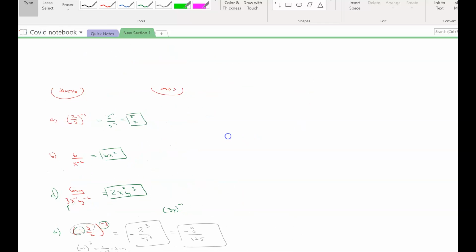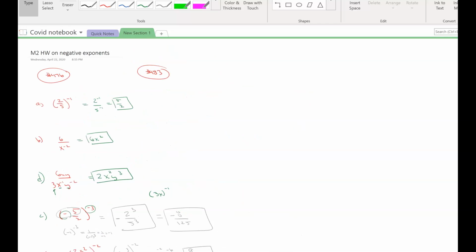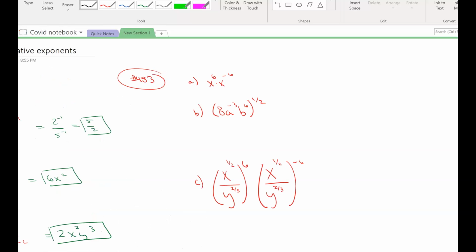476, let me do those out. Is that one's next? Oh no, I just did. 483, let me get those up here and then I'll just resume the record. Okay, well, A is x to the 6 times x to the negative 6. That just equals x to the 0, which is 1, okay?